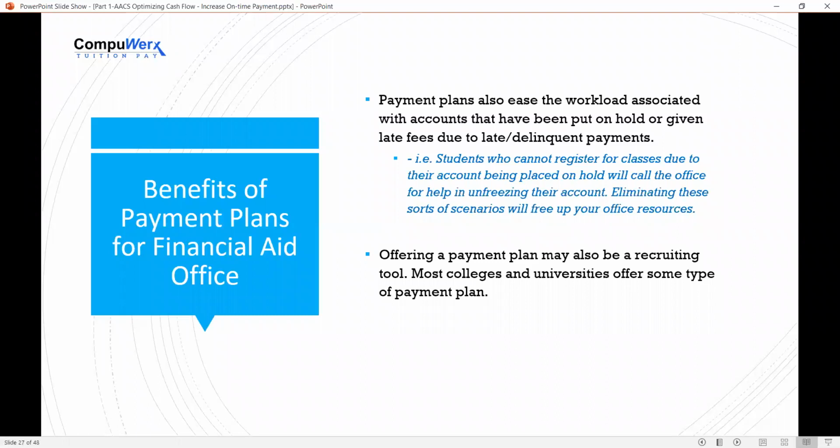Offering a payment plan can also be a recruiting tool for your school. Most colleges and universities offer some type of payment plan.